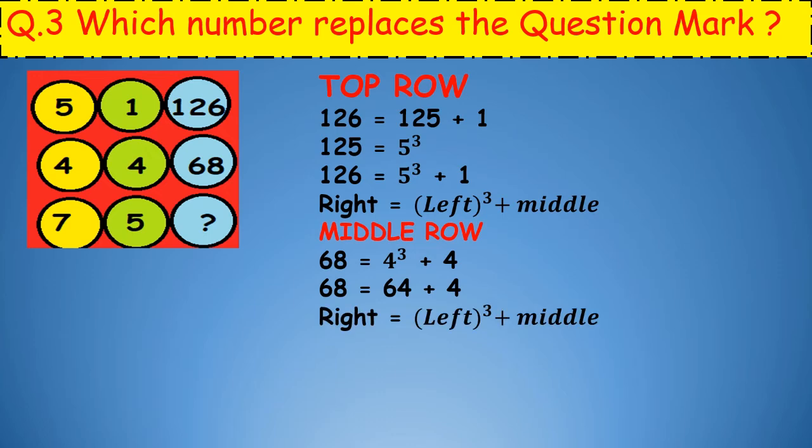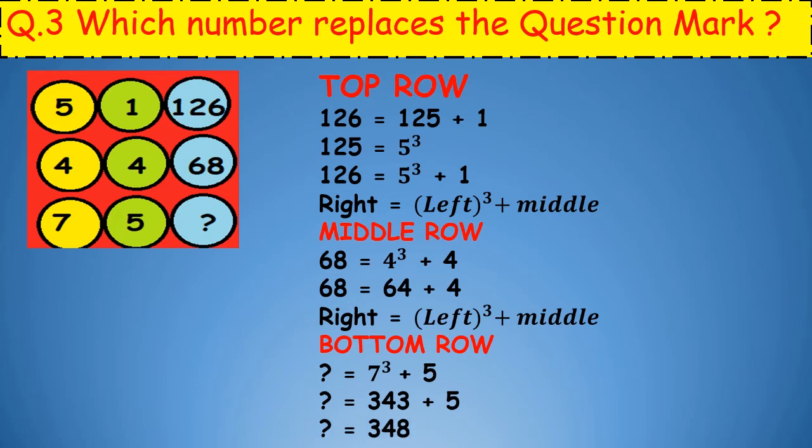So now let us apply the same formula in the final row. Here the left is 7, so we get 7 cube plus 5. 7 cube is nothing but 343, and when we add 5 to it, we get 348. So our answer is 348.